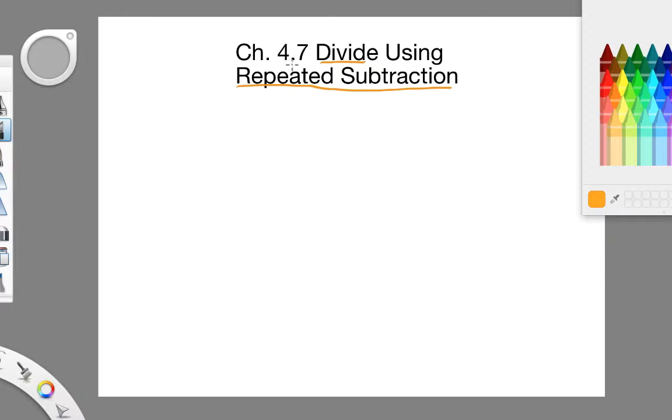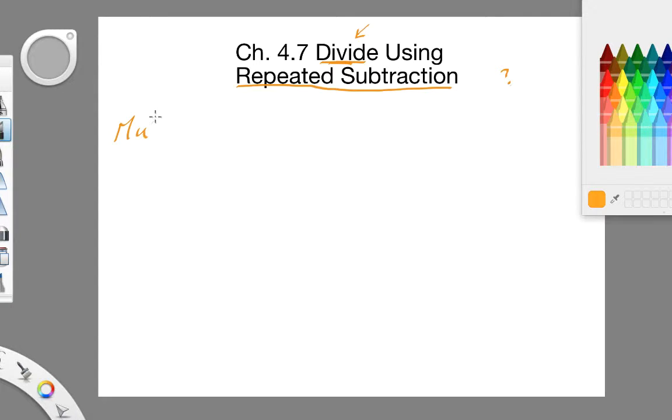Okay, here we are, chapter 4.7, divide using repeated subtraction. What is repeated subtraction? Well, let's talk about what multiplication is first, and then we can see how it works for division. So this is just a quick refresher.